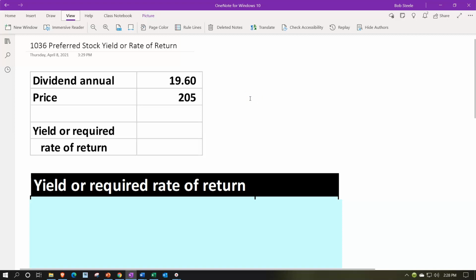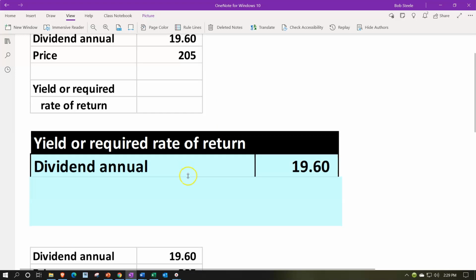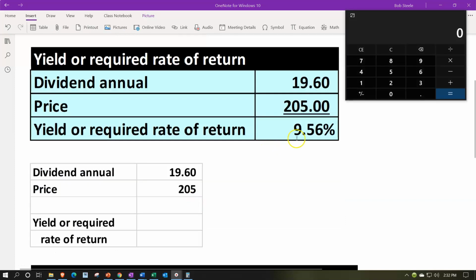So keeping that in mind, we have the annual dividend here at 19.6. We're going to say that the price is 205. So the yield or required rate of return is what we are looking for given this information. Straightforward calculation. We're going to say the 19.6, and the price being the 205, 19.6 divided by the 205 giving us the 9.56.